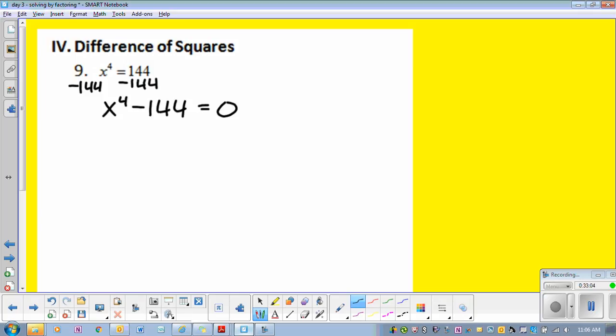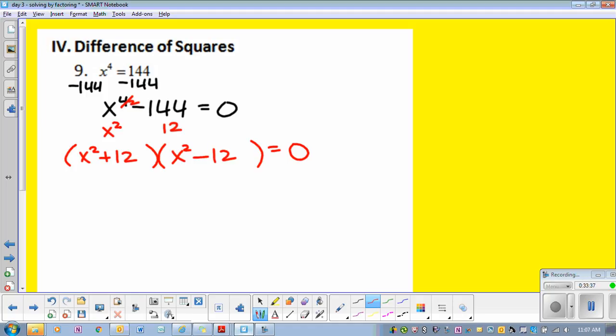Yes? So this is difference of squares because I have 2 terms, there's a subtract, and they're both perfect squares. Guys, what is the square root of 144? What is the square root of x to the 4th? X squared. Remember, you just divide that by 2, right? X squared. Okay, well, there's your difference of squares. X squared plus 12 and x squared minus 12. Yeah?